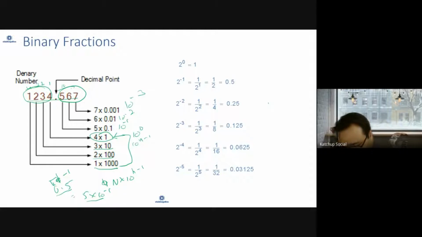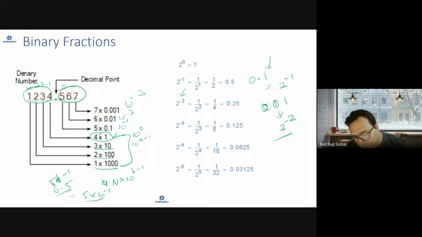So if you have, let's say, 0.1 in binary, this means it is 2 raised to power minus 1. Similarly, you can represent, if it is 0.01, this is 2 raised to power minus 2 in binary, and so on.